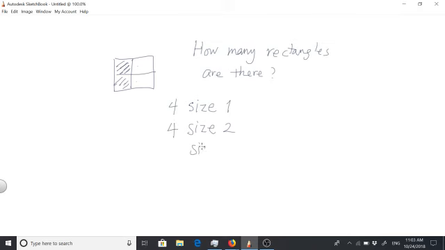And do we have any size 3? Well, in order to be size 3, it has to somehow be an L shape, like 1, 2, 3, like this. But that's not a rectangle, so there's nothing of size 3. And finally, there's this big rectangle of size 4. And so the total will be 9. Alright, so did you get that? If your answer is 9, it's correct.